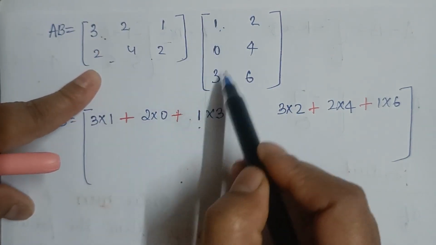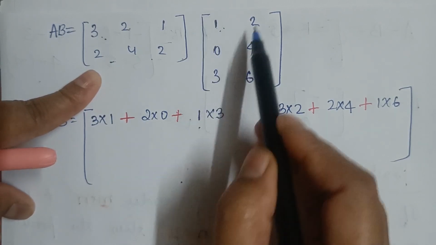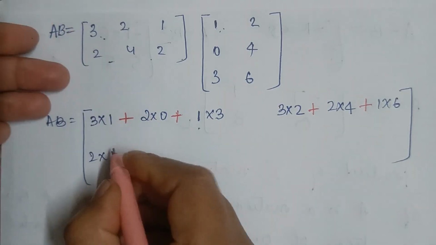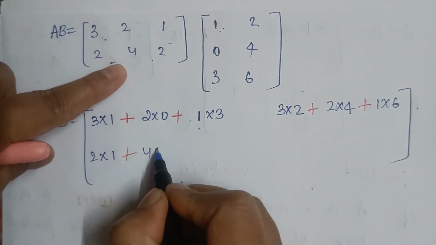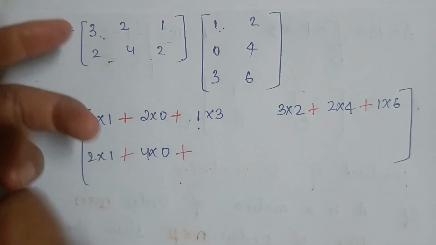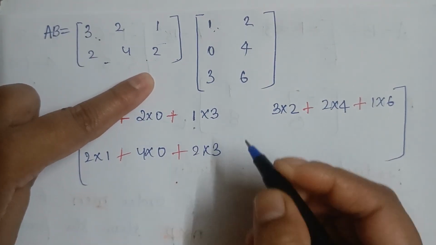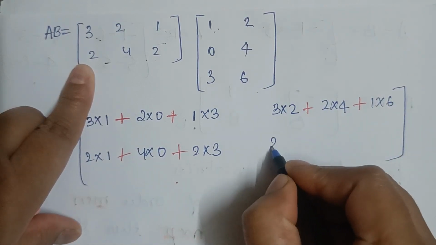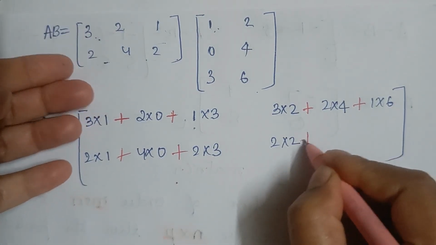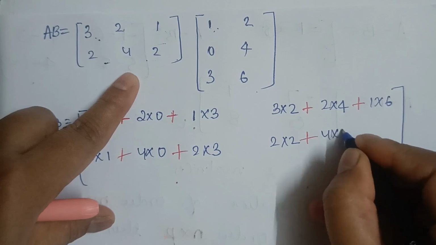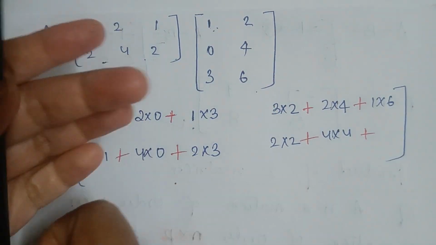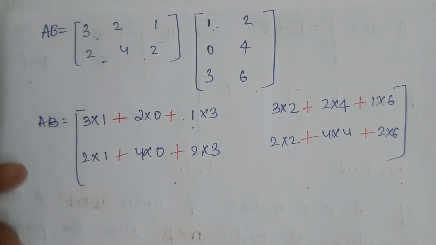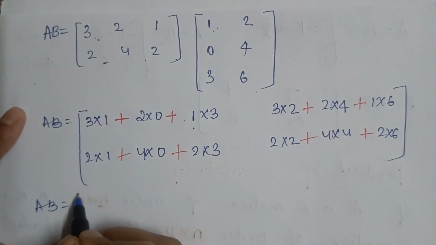So the first row with the first column and second column is done. Now the second row with the first column and second column we have to do. So 2 into 1 plus 4 into 0 plus 2 into 3. Now this row and this column: it is going to be 2 into 2 plus 4 into 4 plus 2 into 6. Now multiply and add up all this, and we will get the final answer.